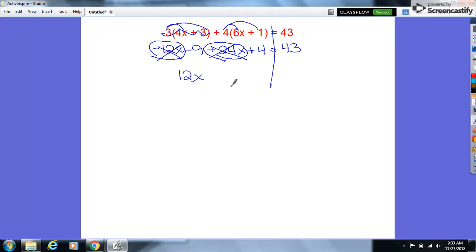Those are gone. Now I've got this negative 9 plus 4. Don't forget, when you take this negative 12 away, that minus sign doesn't disappear. That negative 9 stays put. So negative 9 plus 4 is going to give me a negative 5, and then equals that 43. Now I've got a two-step equation. Add 5 to both sides.